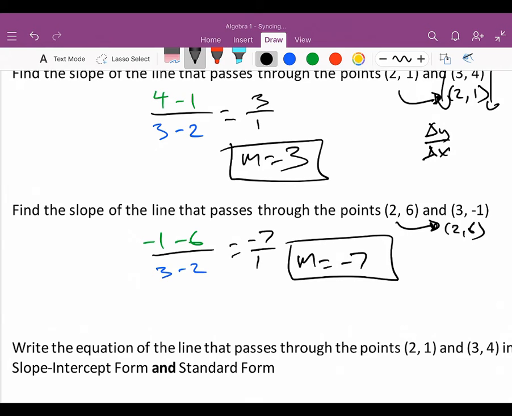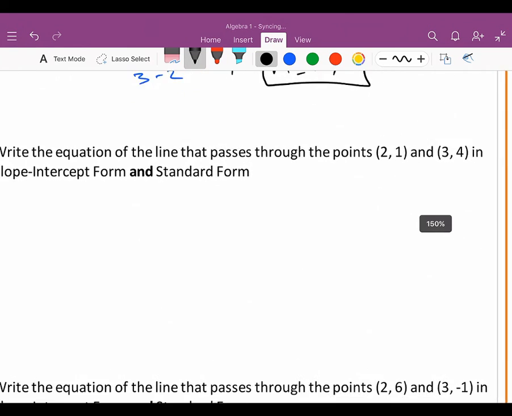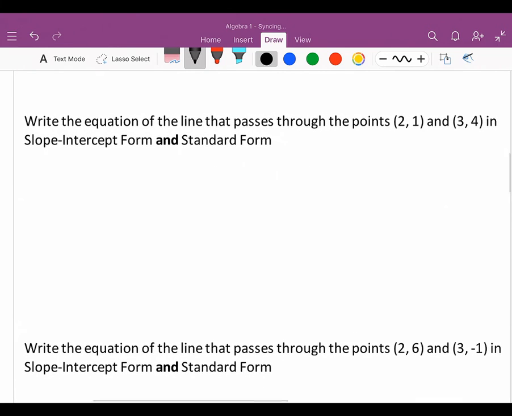Alright, so let's start actually writing the linear equations now. That is the first step: always grab the slope first when you're given those 2 points. So let's go ahead and do that. Write the equation of a line that passes through the points 2, 1, and 3, 4. I can go ahead and do the stacking method. 2, 1. Subtract the second numbers first. So 4 minus 1 over 3 minus 2 equals 4 minus 1 is 3, 3 over 1.